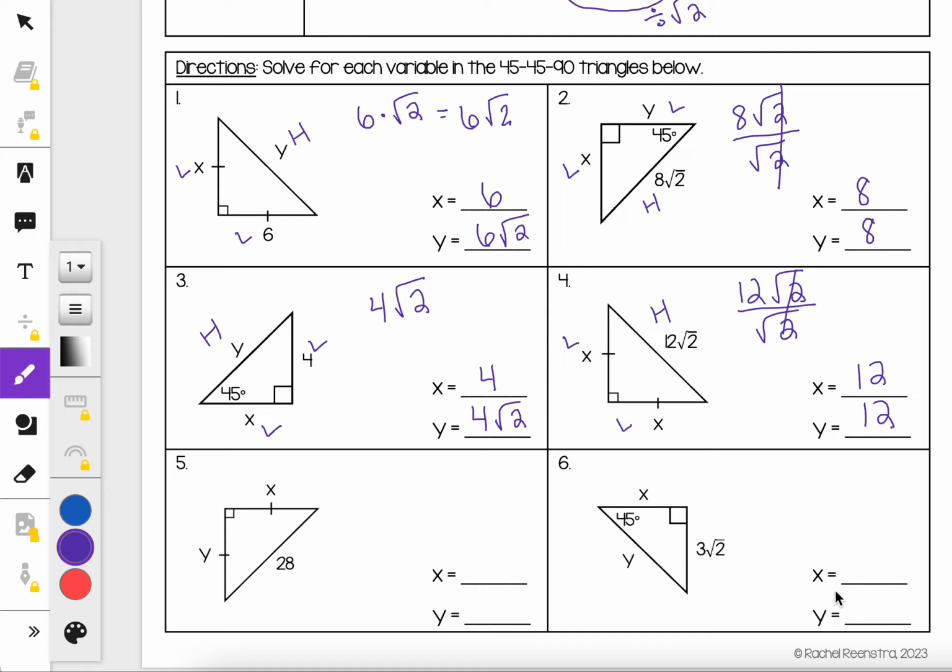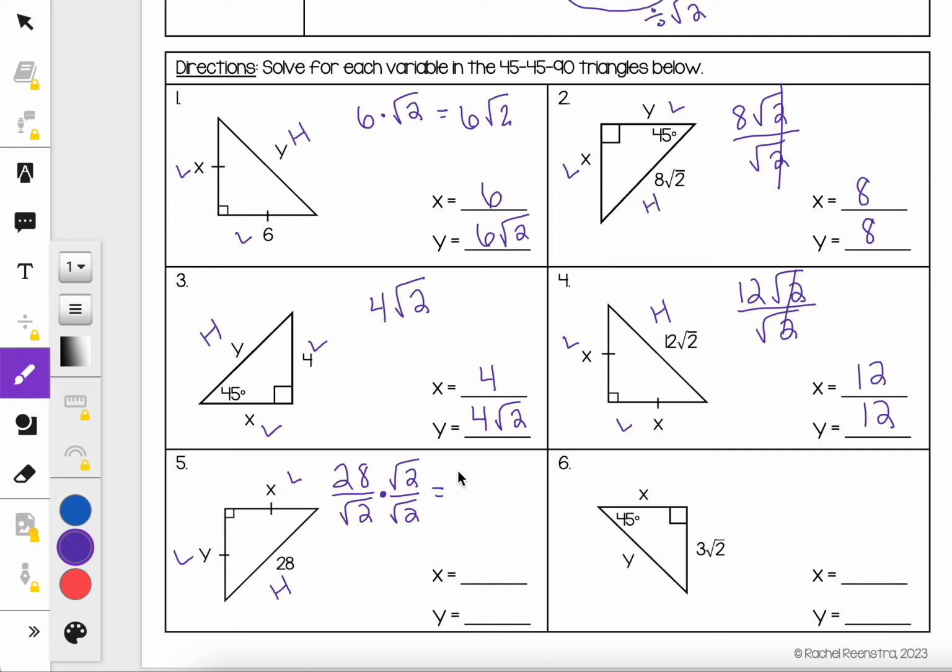If I look at something like number 5, I'm given my hypotenuse and I want to find my 2 legs. So I'm going to take that hypotenuse 28 and I'm going to divide by the square root of 2. Now, you cannot leave your answer with a radical in the denominator. So we rationalize our denominator. So I'm going to multiply the numerator and denominator by the square root of 2 here. This square root of 2 times the square root of 2 is equivalent to 1. So I'm not changing the value of this at all.